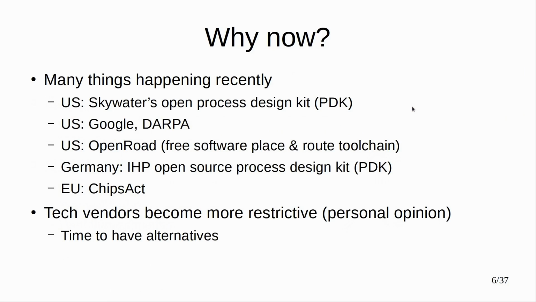So why do we care about this now? Recently there were many things happening in the field. For example, it started with a US foundry called SkyWater. They opened their process design kit. So they published the information that you need to create a chip with them. They published it open source, and that's one of the first foundries that did that. It attracted lots of interest. Soon Google and DARPA were on the project.